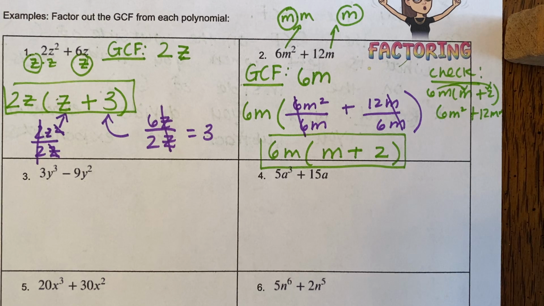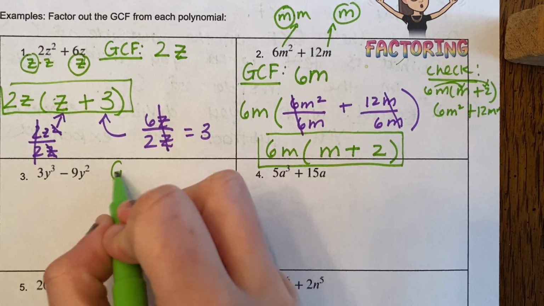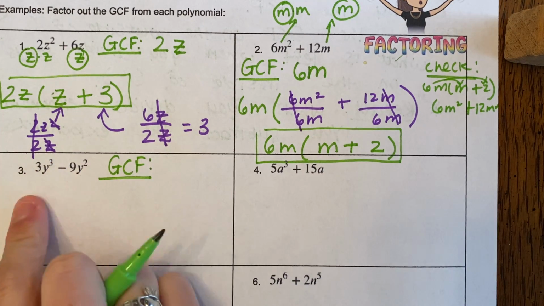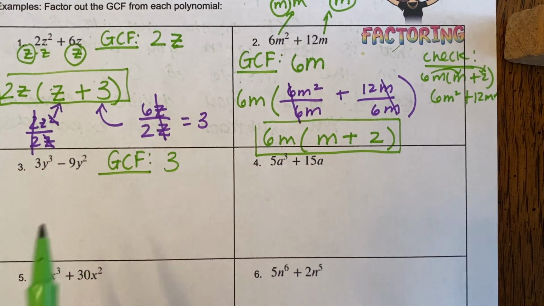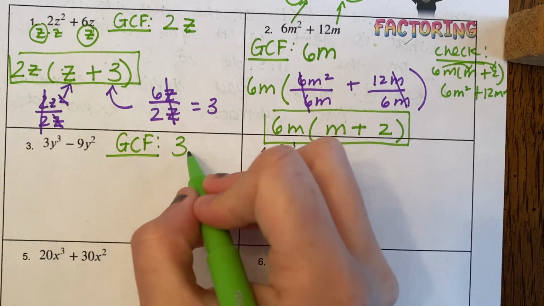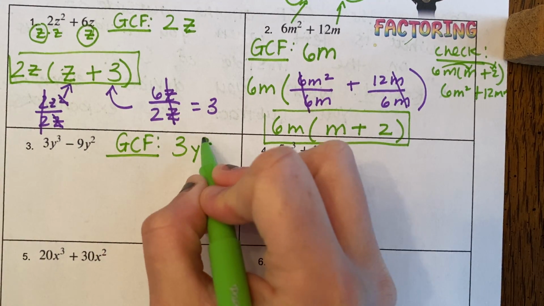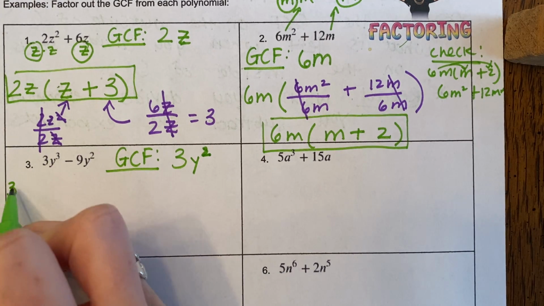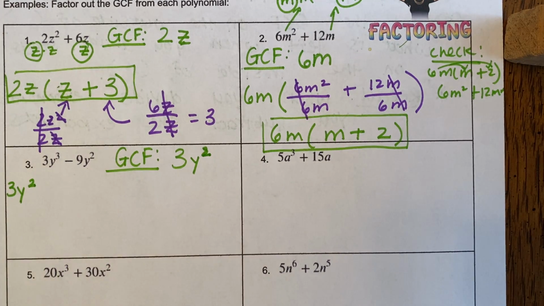All right, so let's keep going. 3y cubed and a negative 9y squared. So 3y cubed minus 9y squared. My GCF here is going to be a 3. I can factor a 3 out from each one of these. And the biggest number of y's I could take out is y squared. So I'm going to start by taking out a 3y squared.